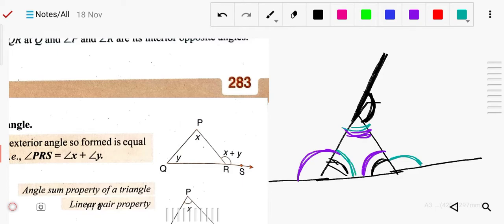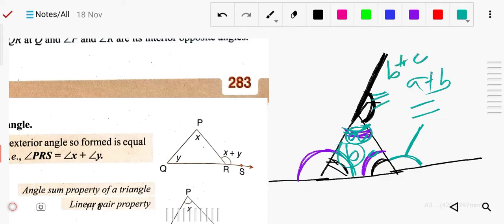So the conclusion: the exterior angle property says that whatever the angle is here, this angle will be equal to the sum of the opposite angles. Suppose this angle is a, this is b, this is c. Then this angle will be equal to a plus b. Similarly for this one, the opposites are b and c, so this angle will be equal to b plus c. Similarly for this, the opposites are a and b, so the sum of these two angles will be equal to this angle.